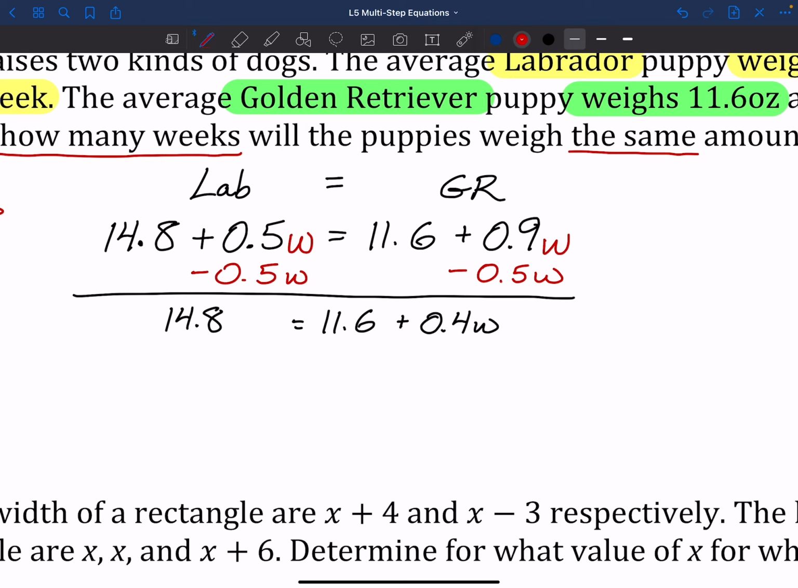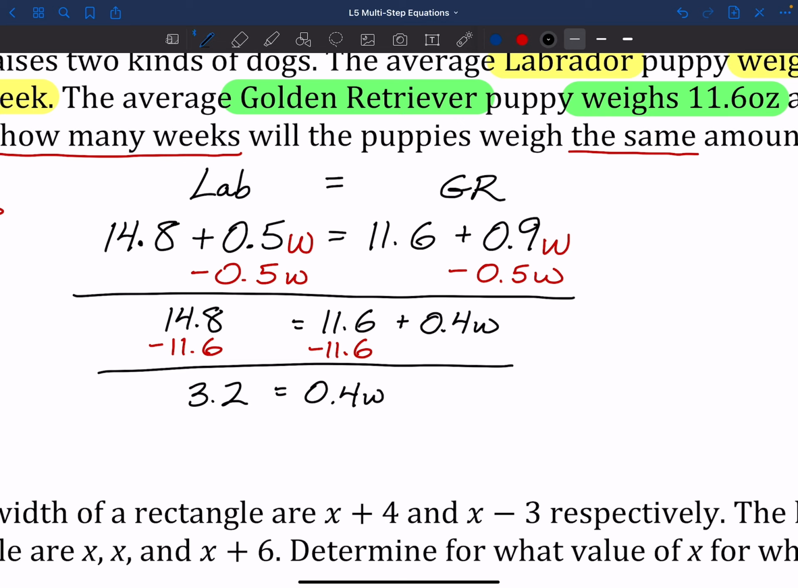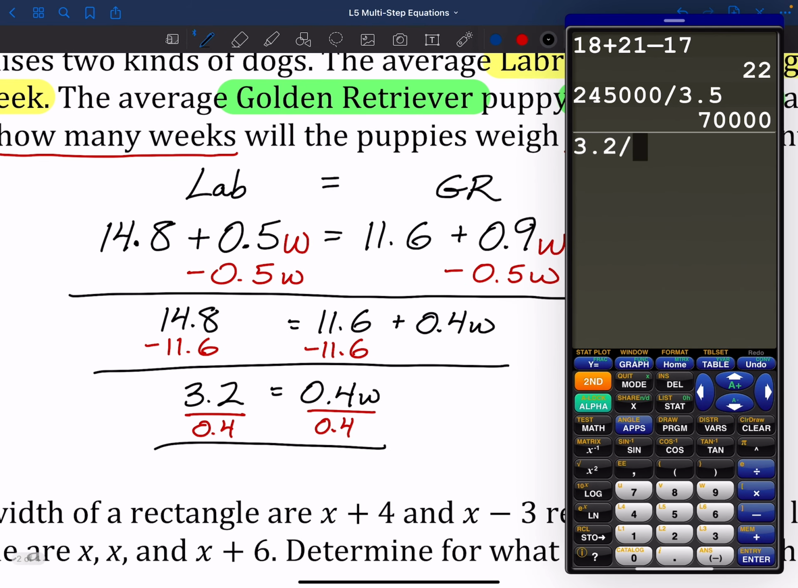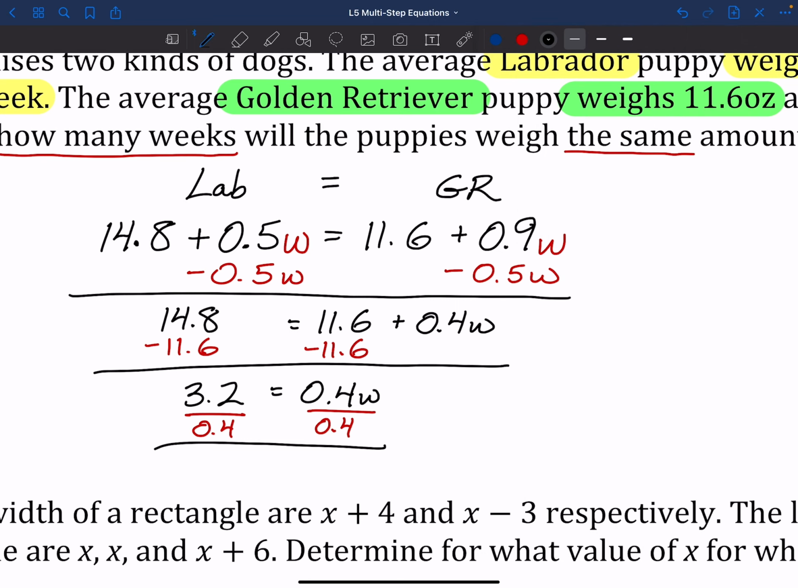After that, all my variables are on the right side. I need to move all of my constants over to the left, meaning that 11.6 has got to go. So 14.8 minus 11.6 gives us 3.2, and then 0.4w is left on that right side. After this, we've got to get rid of that 0.4. All right, and again, no shame in a calculator. We're going to calculate this out. 3.2 divided by 0.4 is going to give us 8. All right, so 8 is equal to w.